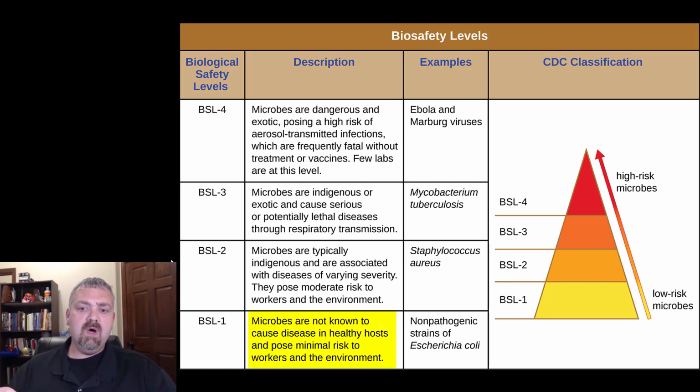So I'll just read this. BSL-1, microbes are not known to cause disease in healthy hosts and pose minimal risk to workers and the environment. So the example here is the non-pathogenic strains of E. coli. Obviously E. coli O157:H7 or the other enterohemorrhagic strains of E. coli would be much higher up on the list, but these are the ones that you really don't need to be super concerned with.